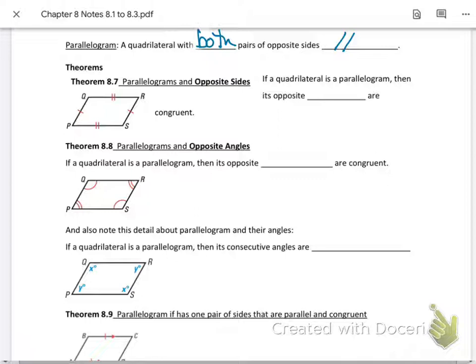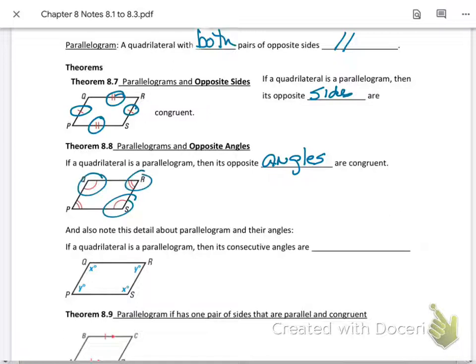Then there are other theorems about parallelograms, and Theorem 8.7 tells us that if a quadrilateral is a parallelogram, then its opposite sides are congruent. So once you know it's a parallelogram, you now know the opposite sides are congruent. If you have a parallelogram, another thing happens: your opposite angles are going to be congruent. So the opposite angles are congruent when you have a parallelogram.